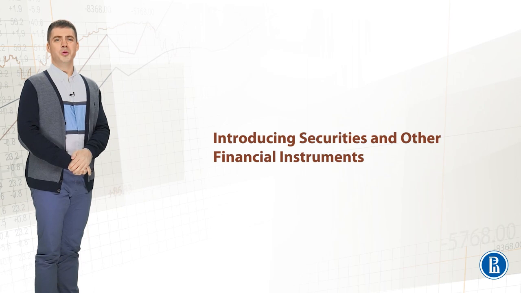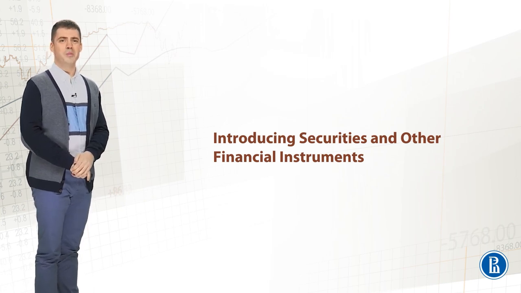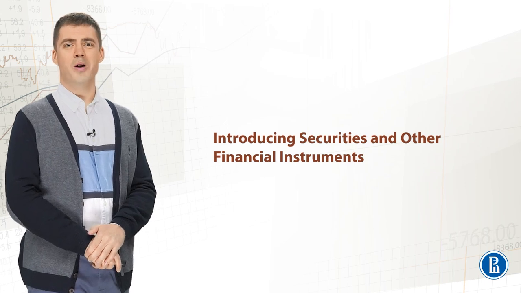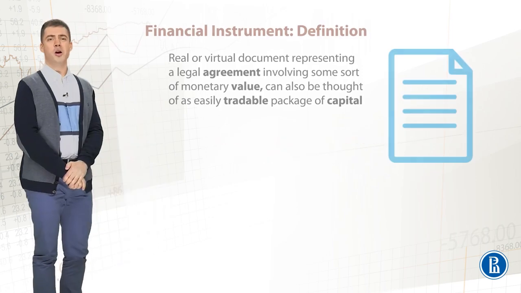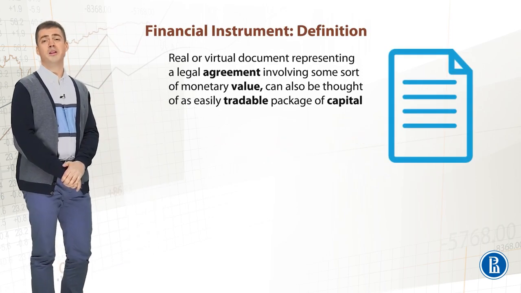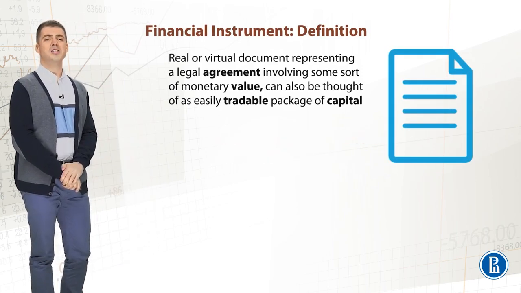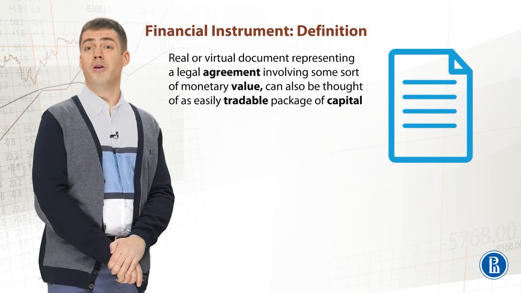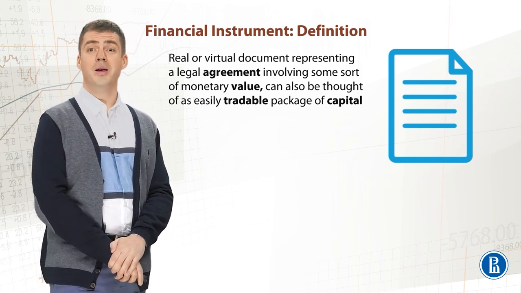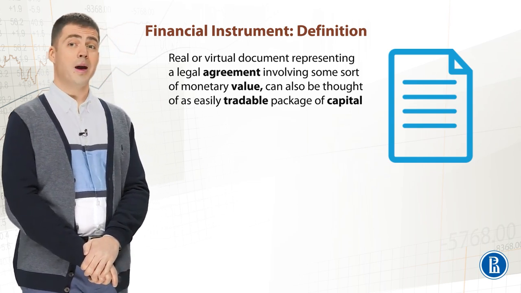Now it's time to introduce financial instruments and talk in more detail about one specific type of financial instruments. Of course, I mean securities. As a whole, a financial instrument can be identified as a real or virtual document which represents a legal agreement which involves some sort of monetary value and can be easily traded as a package of capital.